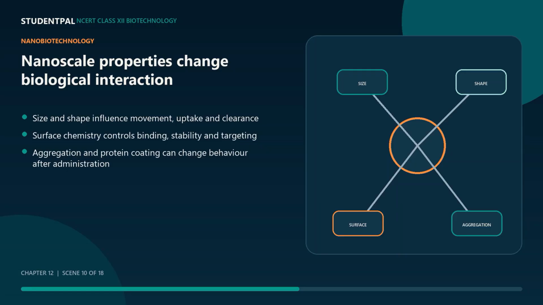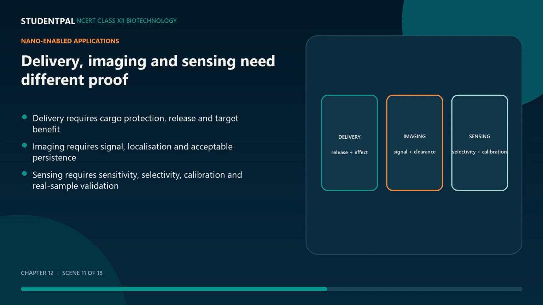Characterization must therefore measure size distribution, shape, surface charge, coating, cargo loading, release rate, aggregation and stability in the actual medium. Biological evaluation follows uptake, intracellular location, function, clearance and toxicity across relevant doses and times. Small size is a design property, not evidence of safety. Nano-enabled applications include drug or gene delivery, imaging agents, diagnostic platforms and biosensors. Each claim demands different evidence.